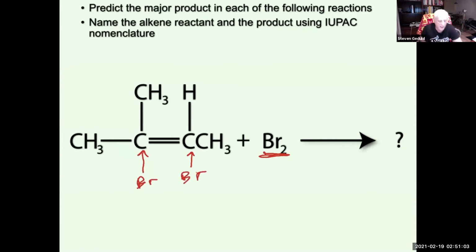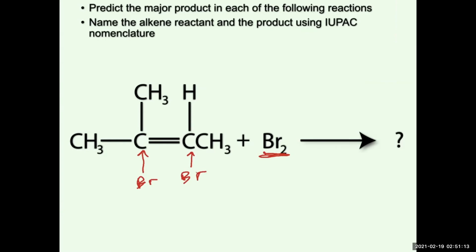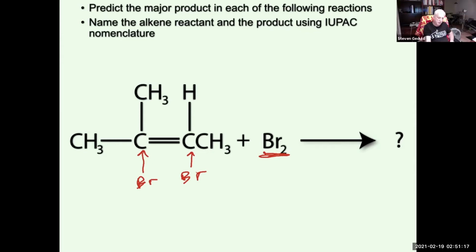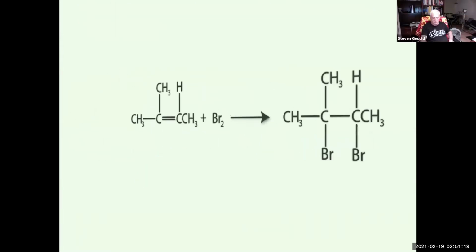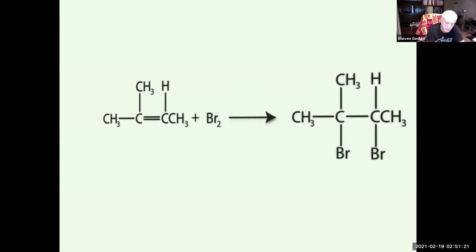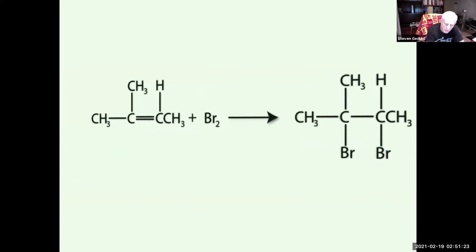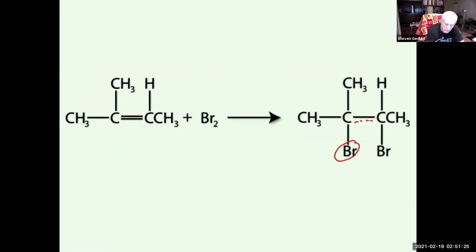Are we going to have major and minor? Are we going to have 50-50? Or are we going to have a single compound? Single compound, because we're adding the same thing to both sides. It's going to make no difference. So we're just going to form one compound with the two bromines attached to it. So here is your double bond. We open this double bond up and we add our bromine and add our bromine. That's it. That was an easy one.